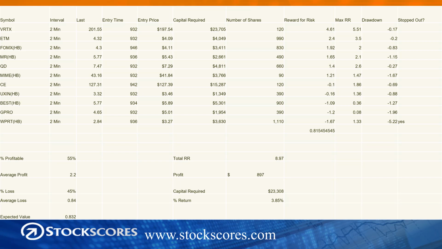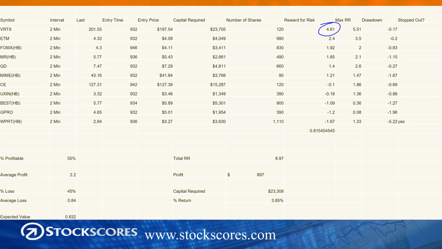We have Vertex, ETM, FOMX, you can see them all there. The entry time is in the fourth column, so 9:32 is 9:32 a.m. And I really just captured those trades that I felt were valid for the opening 30 minutes. Now, if we dig a little deeper, you'll see the reward for risk of those trades at the close. It doesn't mean that you couldn't get out better.